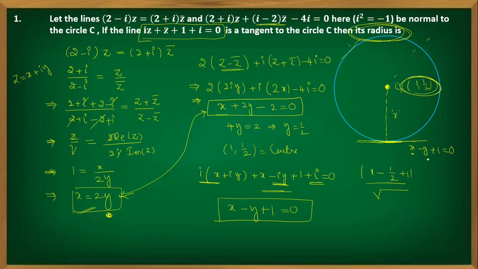You do a means x coefficient, b means y coefficient. You get 1 plus 1. So here we have 2 plus 1. How much you get? 2 plus 2, 4 minus 1, 3 by 2 root 2 you are going to get. So this is the radius of the circle.